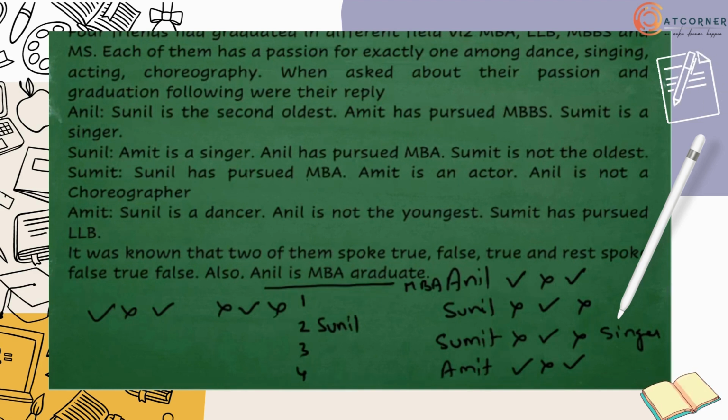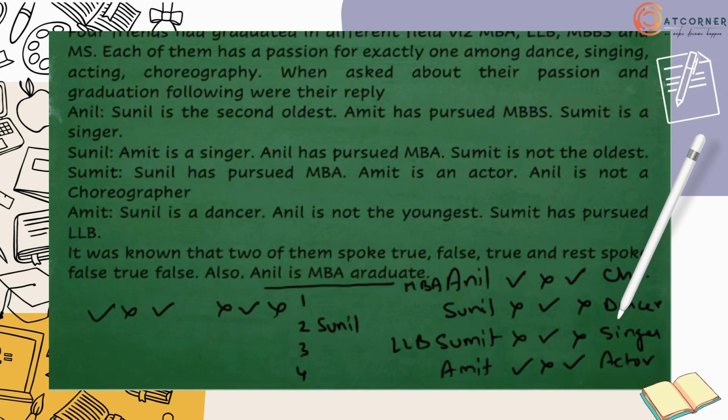Sunil's second statement says Anil has pursued MBA. That is fine. We have done that. Sumit's second statement says Amit is an actor. So Amit is an actor. Now Amit's first statement says Sunil is a dancer. Sunil is a dancer. Now if we have Sunil as a dancer, Sumit as singer, and Amit as actor, that means Anil will be a choreographer. And the third statement of Anil says Sumit has pursued LLB. So Sumit has pursued LLB. Now we have figured out half the attributes through true statements.